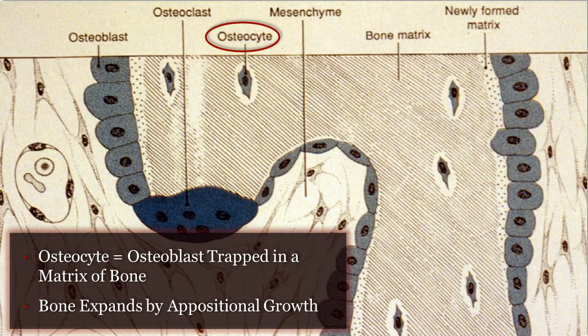Cartilage can grow from both its sides and from within itself. The bone matrix cannot stretch or expand by cell division as it can in cartilage. So therefore, cell division cannot stretch the bone, and so you can't have interstitial growth in bone.